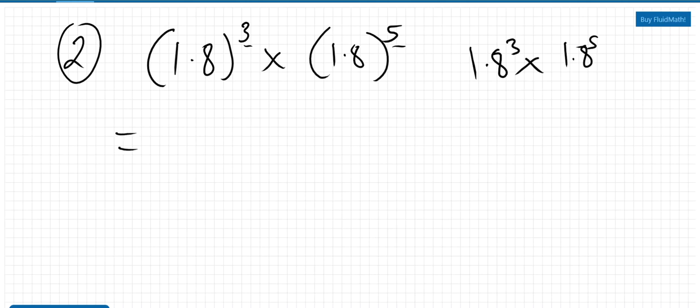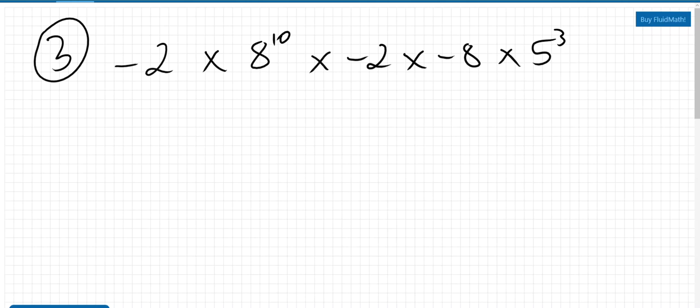Now, what is my base? Well, the base that I see is only 1.8. There are no other bases. So 1.8 is my base. So remember, bases can be any number: decimal, fraction, a whole number. And now add the powers of the same base. What is 3 plus 5? 3 plus 5 is 8. So I'll leave my brackets there because the question had brackets. So that's my answer.